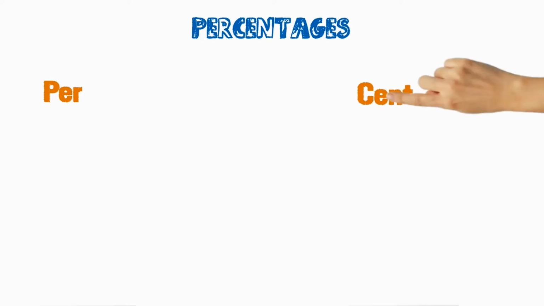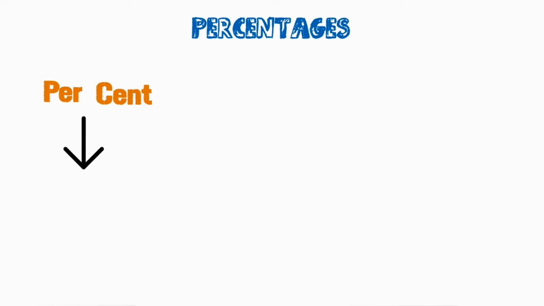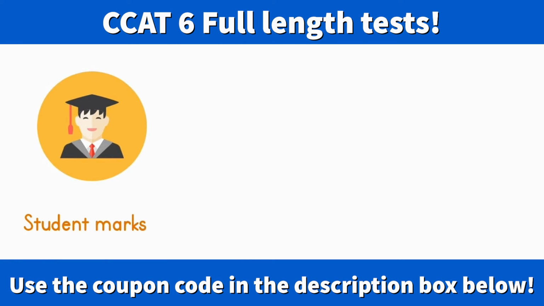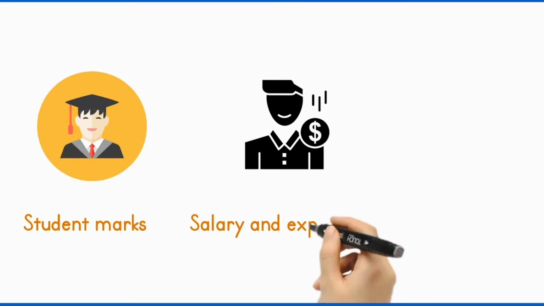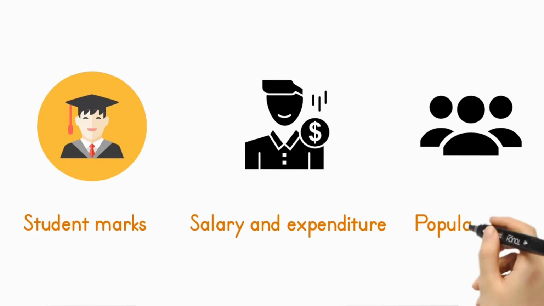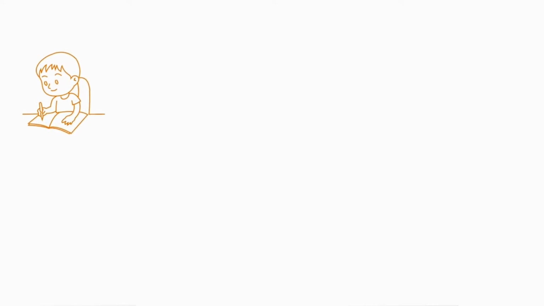Next, percentages. Percentages are very important in our day-to-day life. Actually, percent means for every 100, a value taken for every 100. This is the symbol for percentage. Next, where do we use percentages? Percentages are used at many places in our daily routine, like student score comparison, salary and expenditure related calculations, population growth and comparison, etc. Next, we'll talk about some important percentage values.